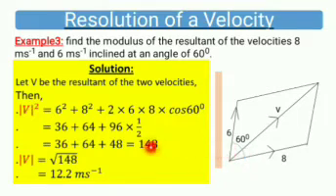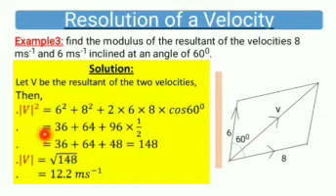Now, what is the value of 6 square? 36. What is the value of 8 square? 64. Then 6 multiplied by 8 is equal to what? 48. Then multiplied by 2, we have 96. Then cos 60 degrees is equal to half. Is that clear? So then half of 96 is equal to 48. 36 plus 64 is equal to 100. 100 plus 48 is equal to 148.